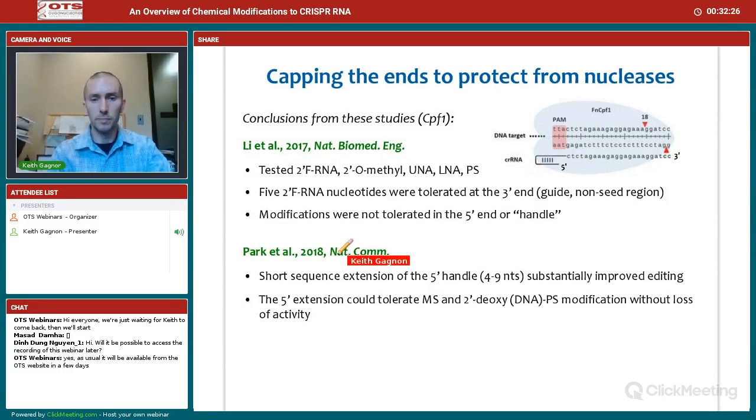Another paper, this is a pretty recent paper, the Park et al. 2018, wasn't really focused on chemical modification. Instead, they were just putting a little 5' extension on that handle, and they found that this really improved editing efficiency inside of cells and improved transfection efficiency. But we need to mention it because they added MS, 2'-deoxy, and phosphorothioate modifications in that extra extension, and this helped. This didn't reduce the activity, so it showed that it was tolerated. And this really significantly helped with serum stability or nuclease stability.